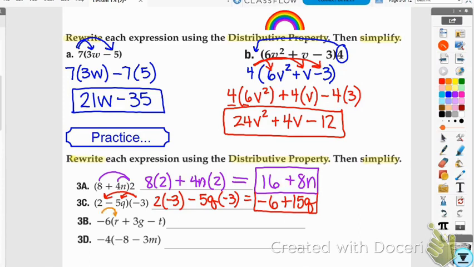So I'm distributing a negative 6 on this third one. So this is negative 6 times r, and a negative 6 times a 3g, and another negative 6 times a negative t. So this simplifies to a negative 6r, negative 18g. 6 times 3 is 18. And on the end of this one, you have a minus times a negative, so 2 negatives make a plus. So at the end, you're going to have plus 6t.